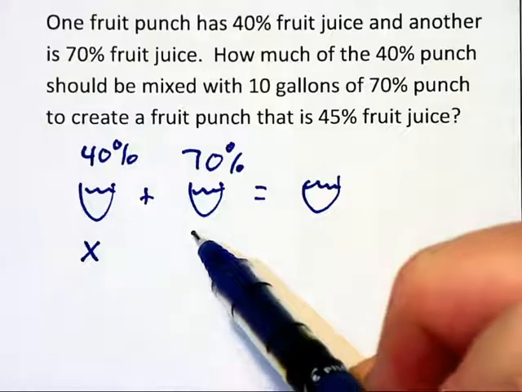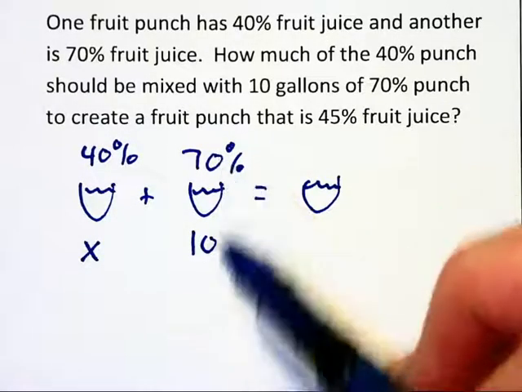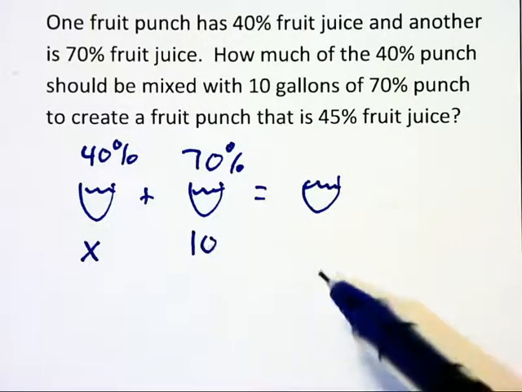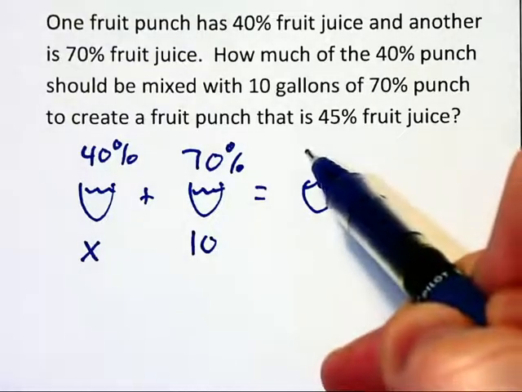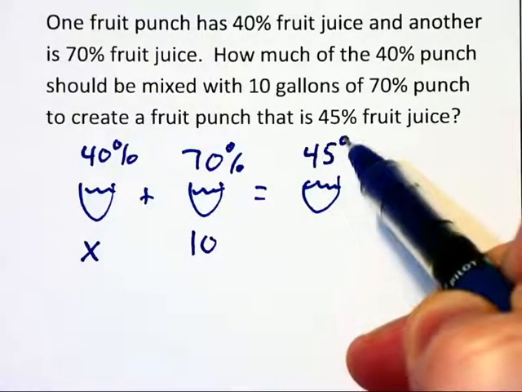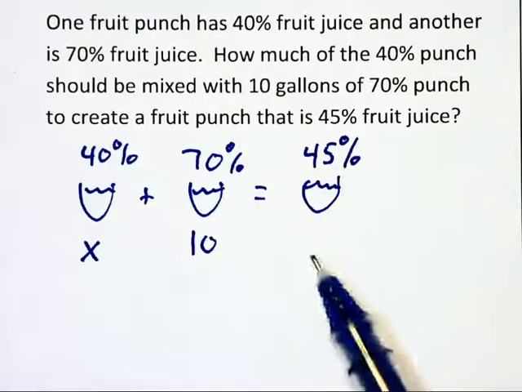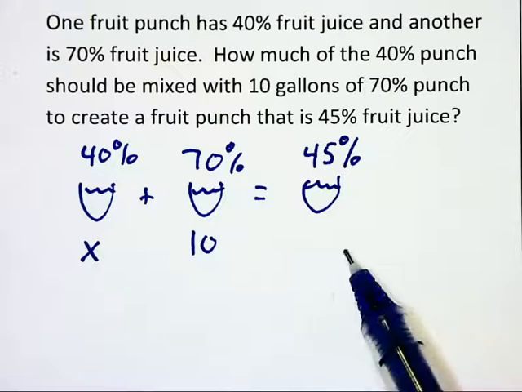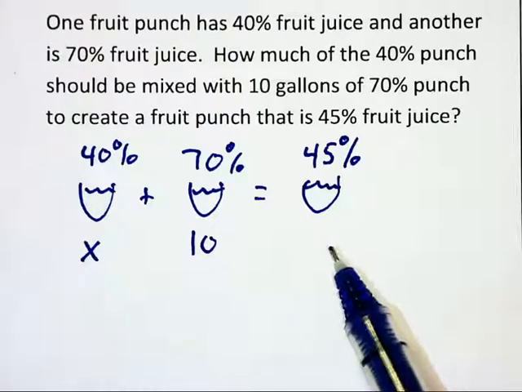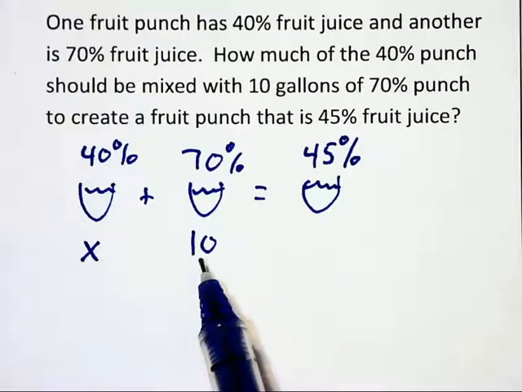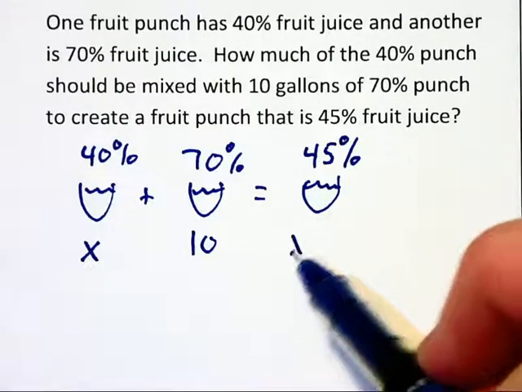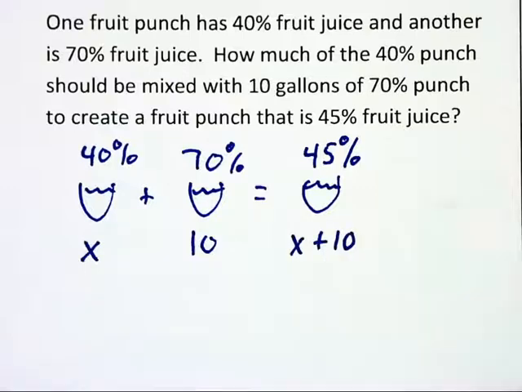With 10 gallons of a 70% mixture, that matches up right there, to create a fruit punch that's 45% fruit juice. There's the percentage of fruit in my mixture. Now, I don't have labeled down here on the bottom right the amount of liquid in my final concoction, but I do know that I have x gallons and 10 gallons being combined together, so I will have x plus 10 down there on the bottom right. Notice how easy it was to label this setup.